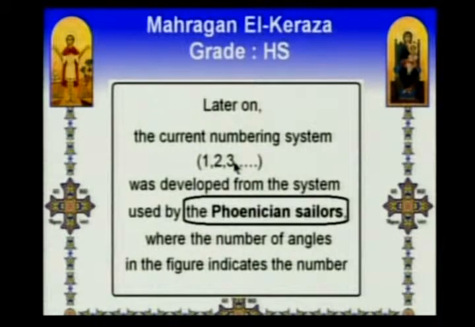And this changed with the Phoenician sailors. The Phoenician sailors developed a nice set of numbers which we use until now in English when you write 1, 2, 3, and so on. This is what the Phoenician sailors used to do: they designed certain figures with a certain number of angles.